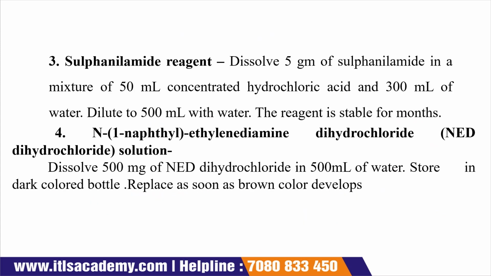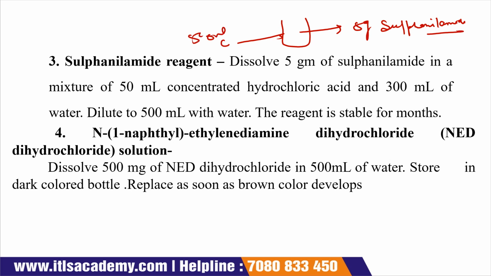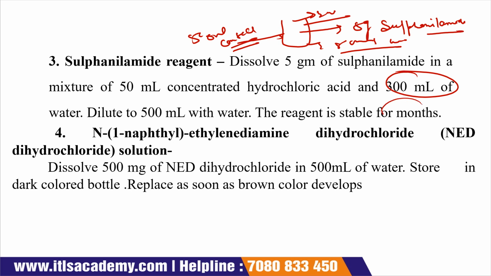The next reagent that we require is the sulfanilamide reagent. For this, we take 5 gram of sulfanilamide, and then we add 50 ml of concentrated HCl. Then after that we add 300 ml of water, then dilute it to 500 ml with water, and this reagent is stable for a month. Okay, this is how we prepare the sulfanilamide reagent.